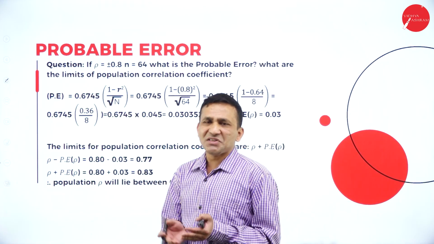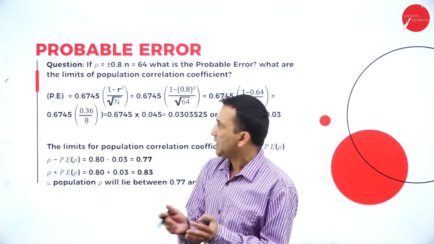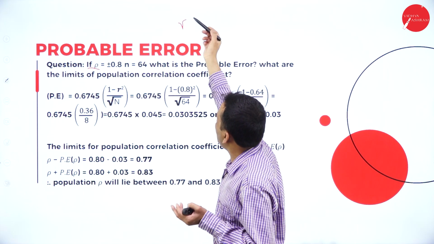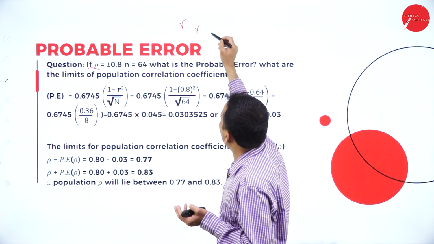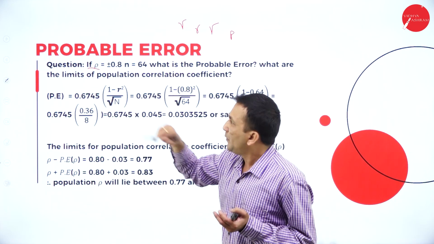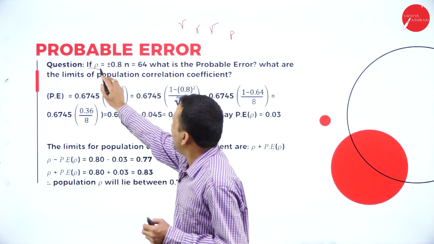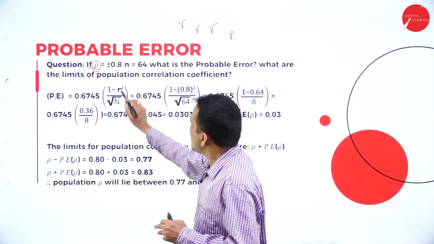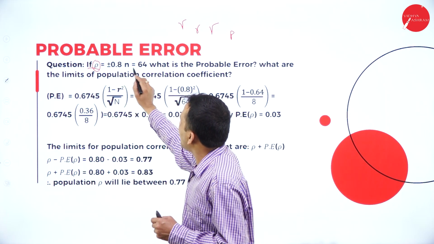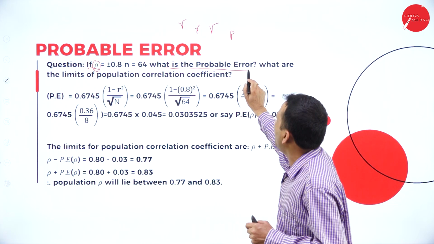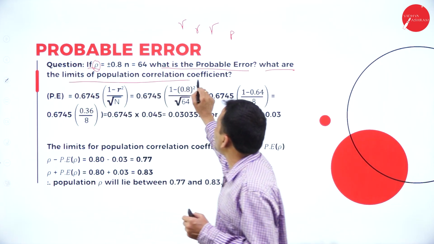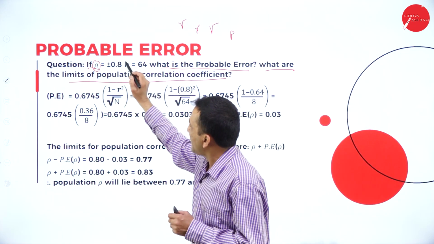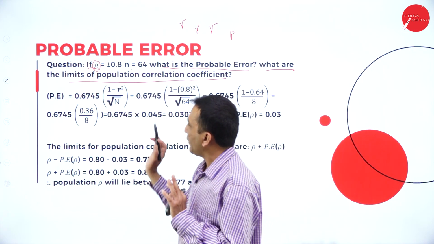Now here is one question related to probable error to help us understand. The correlation can be written like this, or you can write gamma, or pi. Suppose the correlation is plus or minus 0.8, and n is equal to 64. What is the probable error? What are the limits of the population correlation coefficient? So pi's value is given and n's value is given. Now we need to identify.